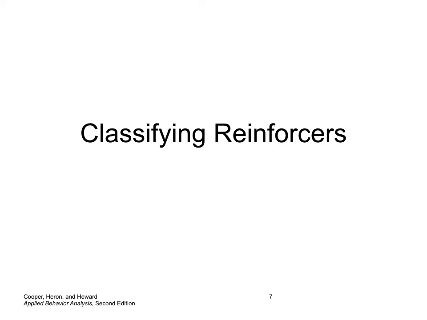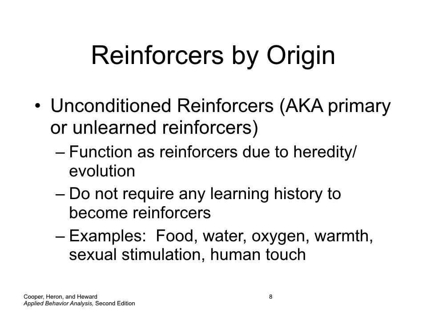Now let's talk about different types of reinforcers. There are two types of reinforcers by origin. So we will consider whether a reinforcer is established by learning. The first type is unconditioned reinforcers. Food, water, oxygen, those types of reinforcers are unlearned. We need them to survive. So these are unconditioned reinforcers.